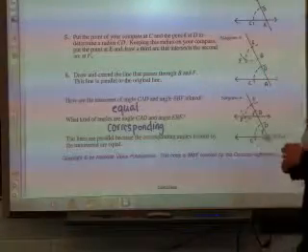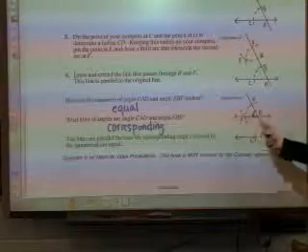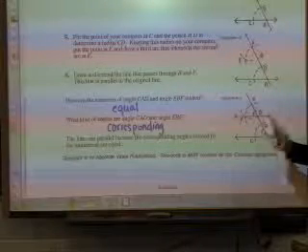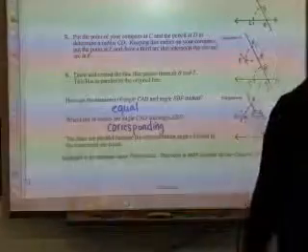So what we have is the lines are parallel because the corresponding angles are equal. And that was from yesterday's lesson.